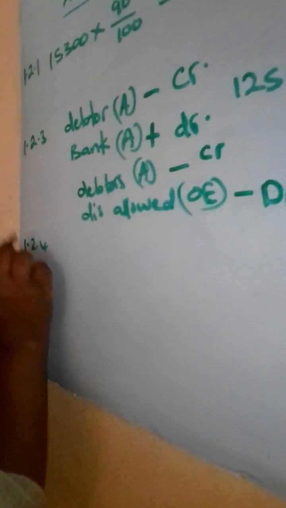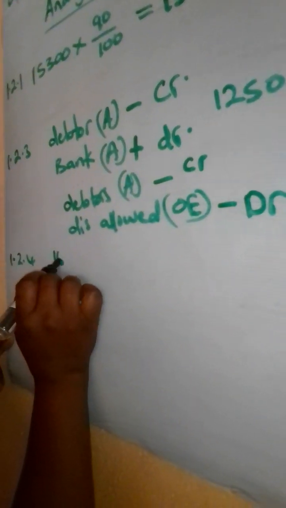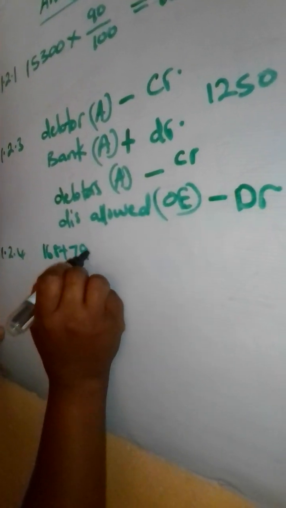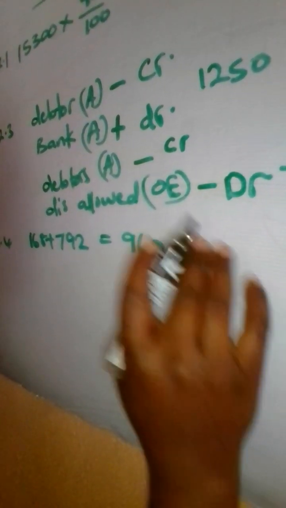Debit order payment to municipality. We've got a debit order, it's a payment. 1.2.4. What did we pay? We paid the municipality 168 and 792. So we're going to say 168 plus 792, which is equal to 960. That is the amount we paid.